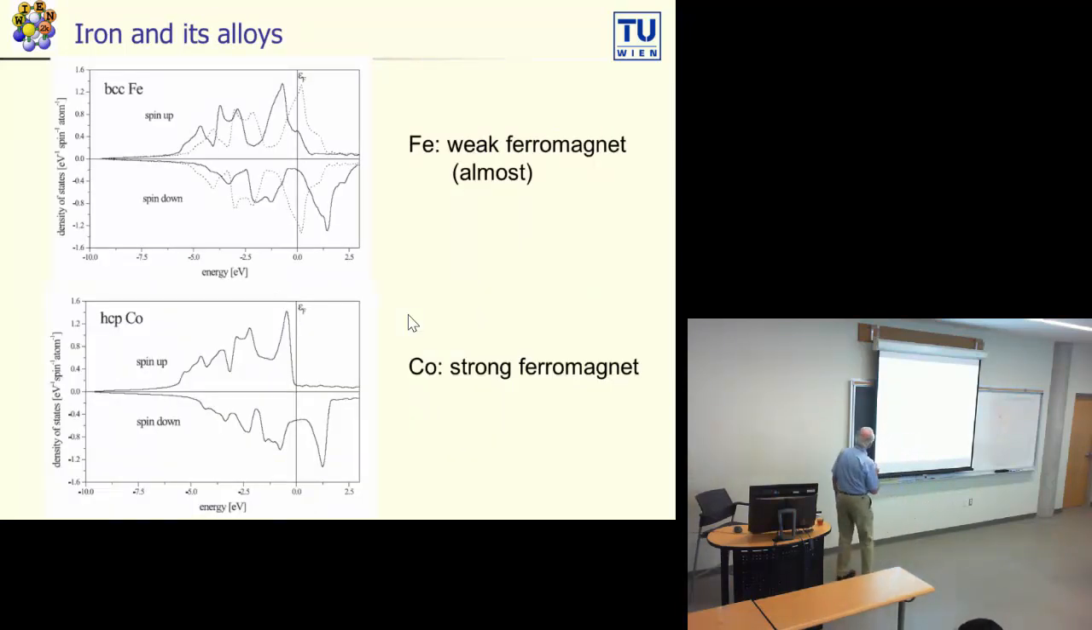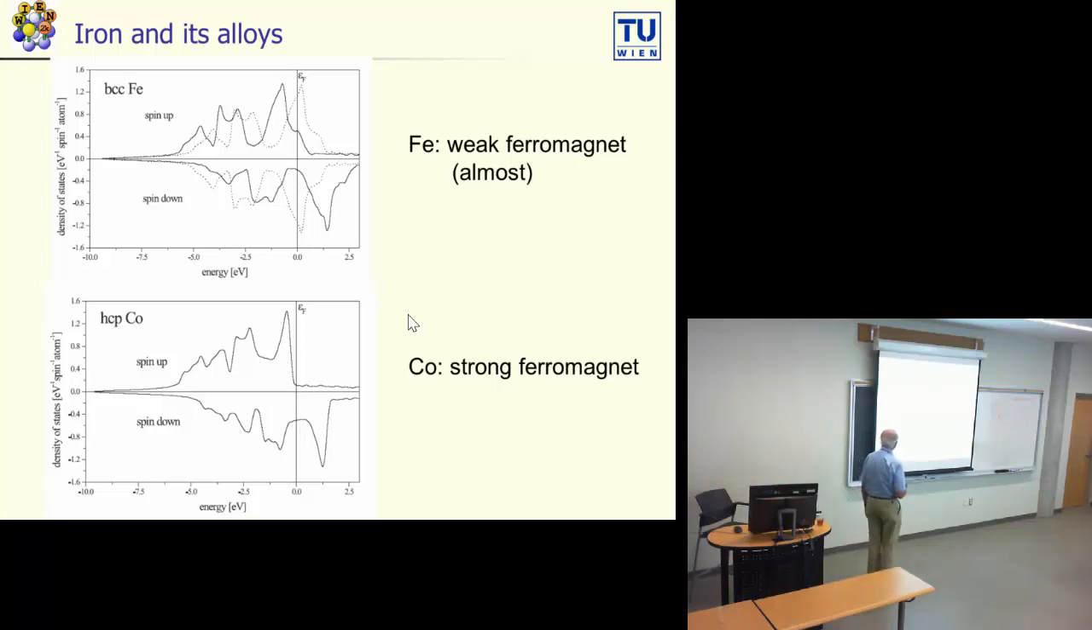Now let's look at iron and the alloy. Let me show you here that the dotted line is the non-magnetic case. And if you now do a spin polarized calculation, then you find that for iron, the solid line, spin up is moved down in energy, and the spin down density of states is moved up in energy. This is a real calculation, not the sketch which I did before. And then you see this simple picture works to a good extent.